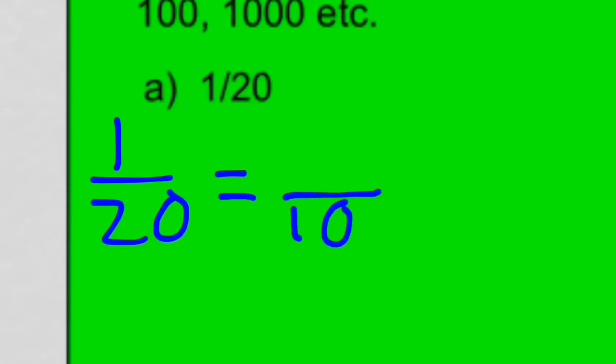I'll take the fraction 1 over 20, and I'm going to convert that to a fraction out of 10, 100, or 1,000. I think it's easiest to convert this to a fraction out of 100, and I'm going to do that by multiplying by 5. If I multiply the denominator by 5, I need to multiply the numerator by 5, and that gives me 5 out of 100.